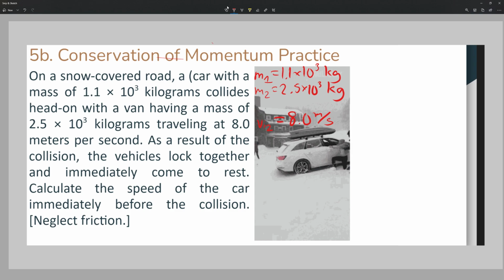So if both vehicles lock together and they both come to rest, then the final velocity of object 1 and the final velocity of object 2 is 0, right? It's come to rest. So the final velocity of both objects is at rest. And so the question then says, calculate the speed of the car before the collision. Right? They say before the collision, so they're looking for the initial velocity of object 1.